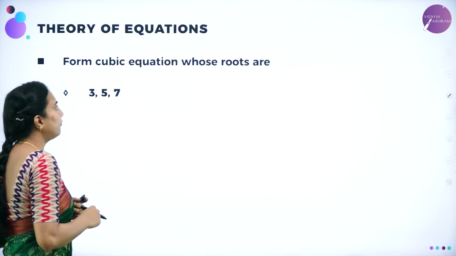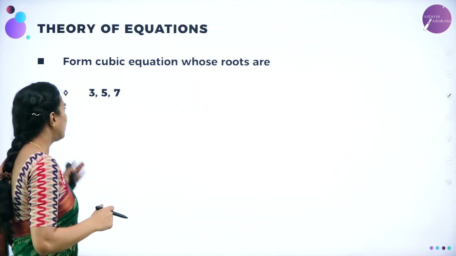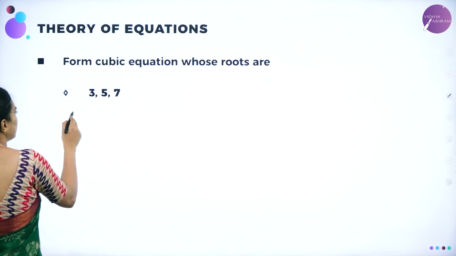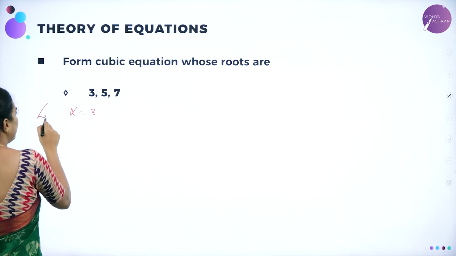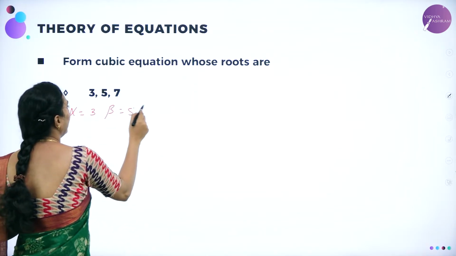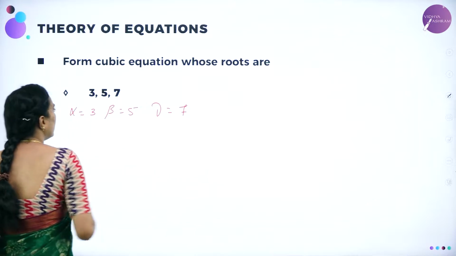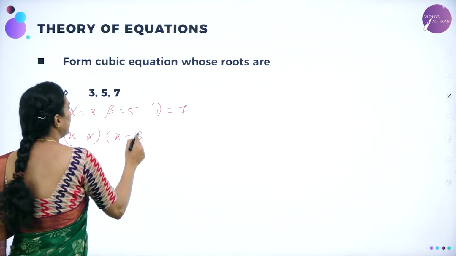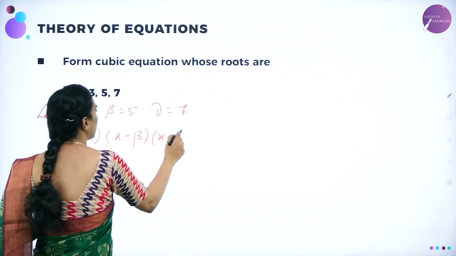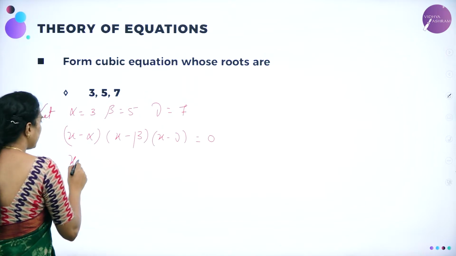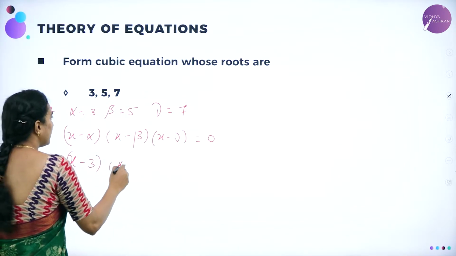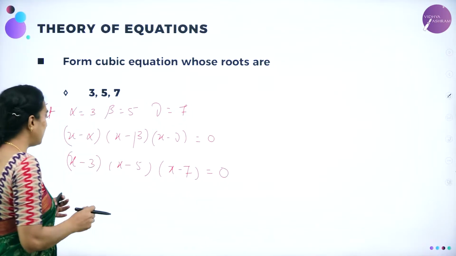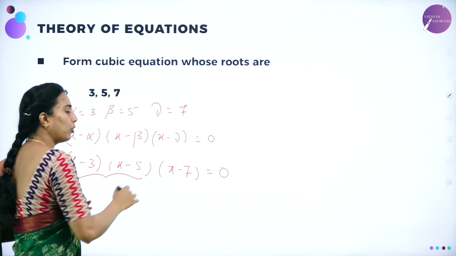Now we'll move on to form a cubic equation whose roots are 3, 5 and 7. As you know already, these are the roots. Can we call alpha is equal to 3, beta is equal to 5 and gamma is equal to 7. Now you know already x minus alpha into x minus beta into x minus gamma is equal to 0, if alpha, beta and gamma are the roots. That means x minus 3 into x minus 5 into x minus 7 is equal to 0. First multiply these two to get a quadratic, and then multiply it with x minus 7.